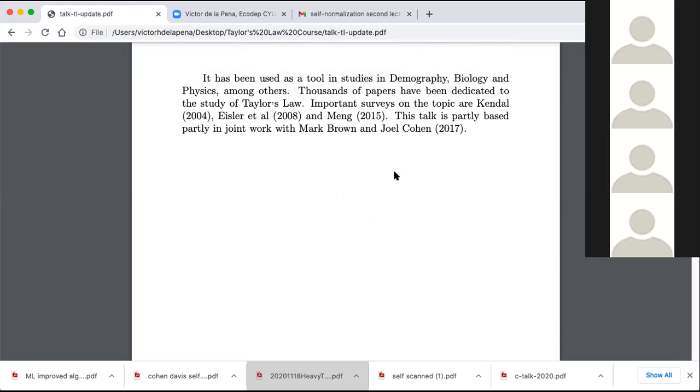This talk is partly based on joint work with Mark Brown and Joel Cohen. Now, I want to remark that the way in which the samples were taken was assuming that you take IID samples. In work with Paul Ducan and Yahya, we were able to extend that to the case of dynamic processes, including ARCH and GARCH processes.